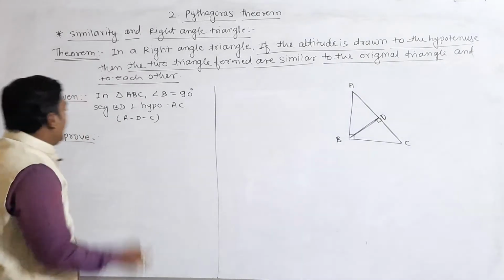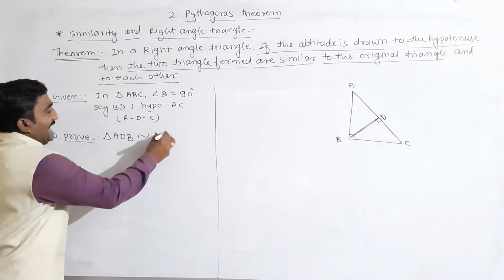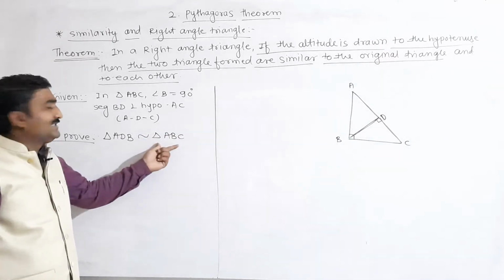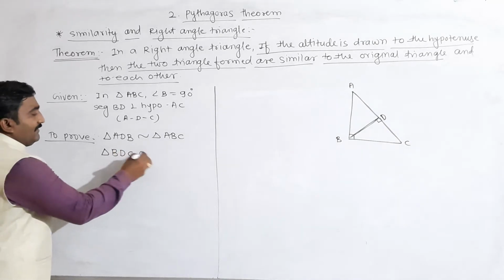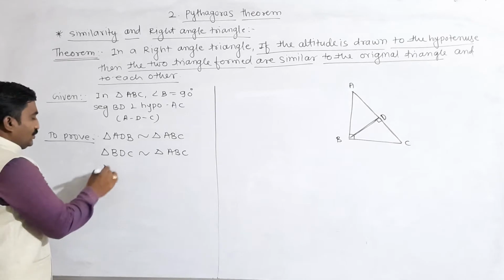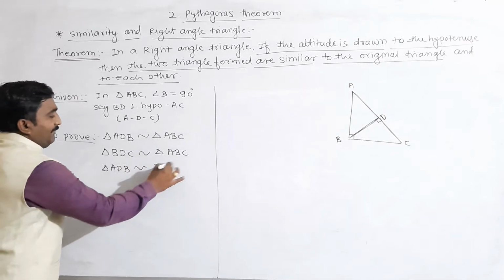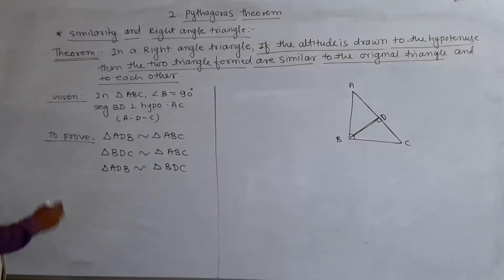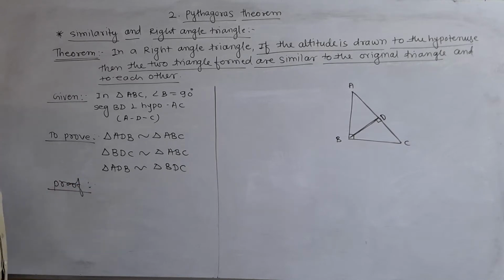To prove: triangle ADB is similar to triangle ABC. The formed triangle ADB and the original triangle ABC, and then triangle BDC is similar to triangle ABC, and these two triangles are similar, ADB is similar to triangle BDC. This is what we have to prove here. So we have to take the proof of all these three things.